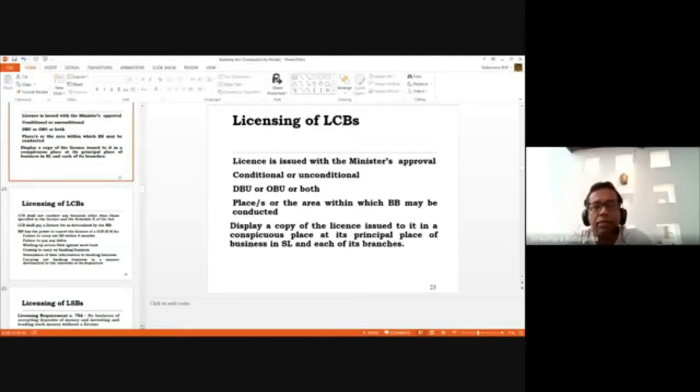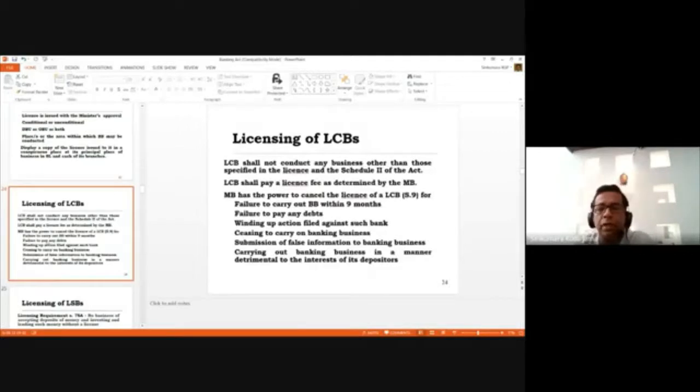Then licenses of LCBs further. A licensed commercial bank cannot conduct any business other than those specified in the license and Schedule 2 of the Act. As I told you earlier, Schedule 2 is related to licensed commercial banking business. They cannot do anything that is not specified in the license or in the schedule.